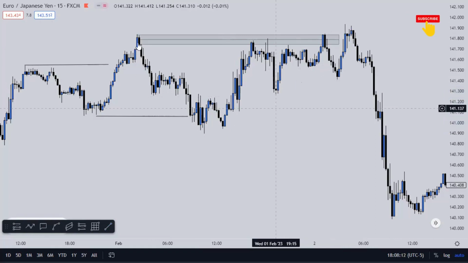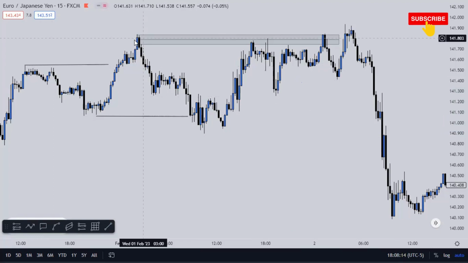Feel me? So here, I was selling here because why? I had a higher high and I had a lower low. Higher high, lower low, shifting the market structure from bullish to bearish. The market trend has shifted. So that's why I'm selling here.